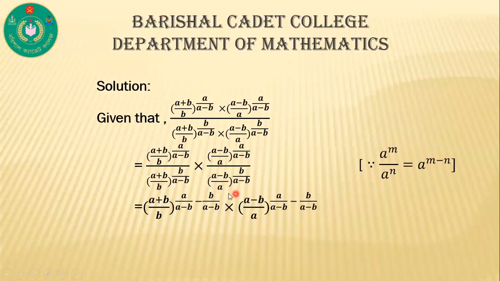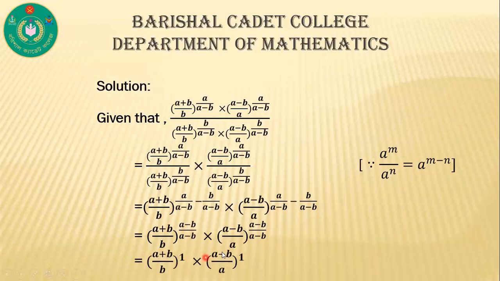Use this formula here, then we can write this term. Now the LCM is a−b, so we can write (a−b)/(a−b). Here (a−b)/(a−b) is equal to 1. That's why we can write (a+b)/b to the power 1 into (a−b)/a to the power 1.